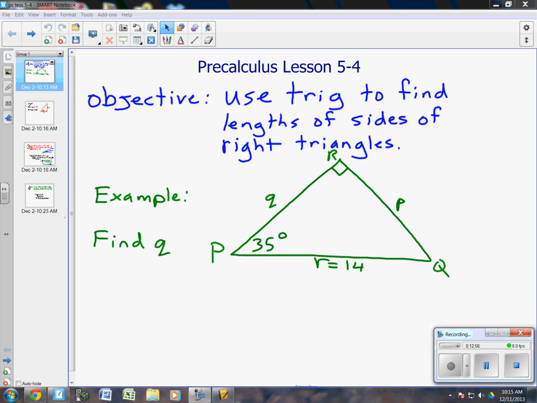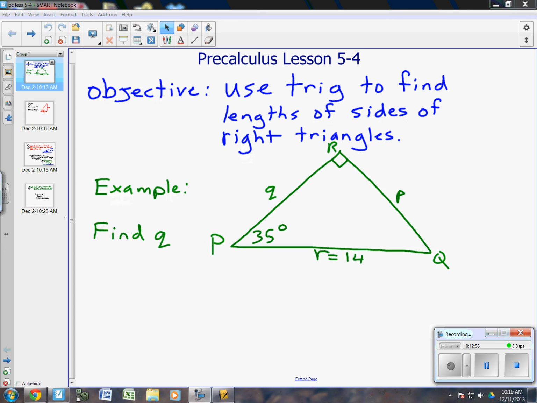Okay, I'm going to give you a minute. Go. Okay, listen. I just want to do one of them with you. I want you to do the other one. Let's say I wanted to find P. Okay? I need to set up an equation where I have only one unknown. In this case, my unknown is going to be P. That's side P. Okay? Now, I have three different choices to use.